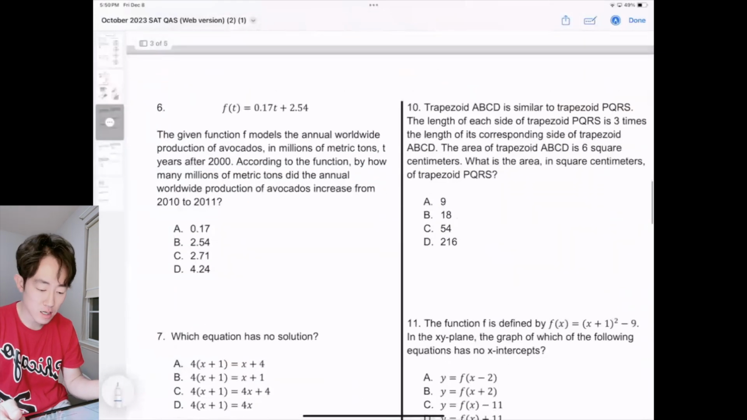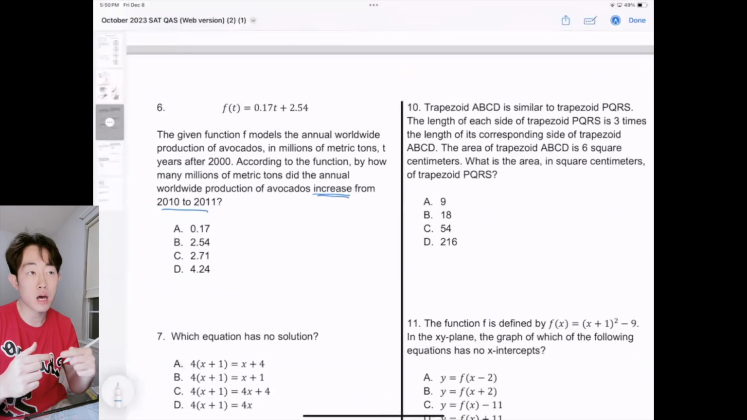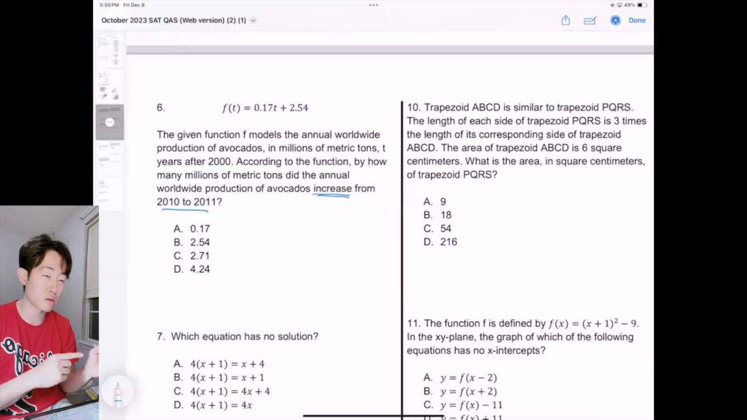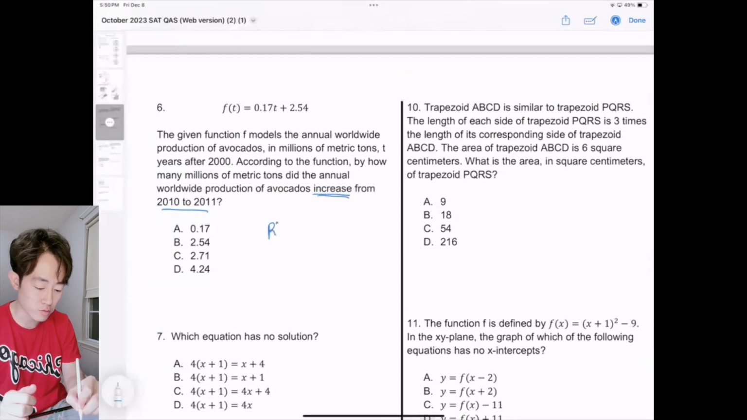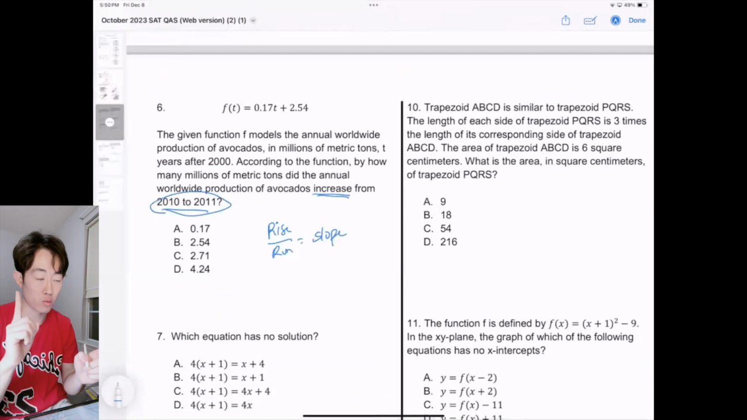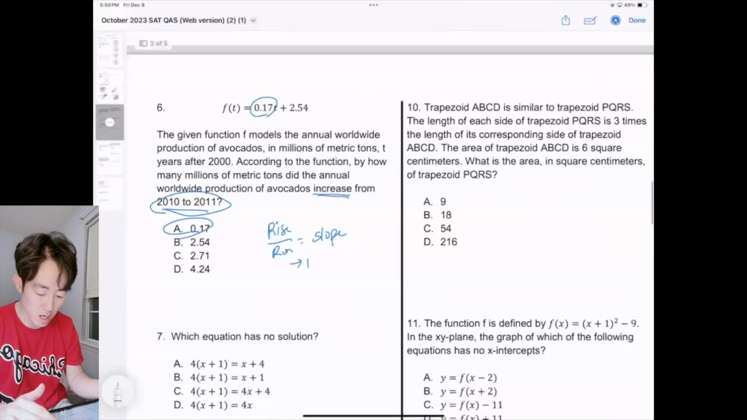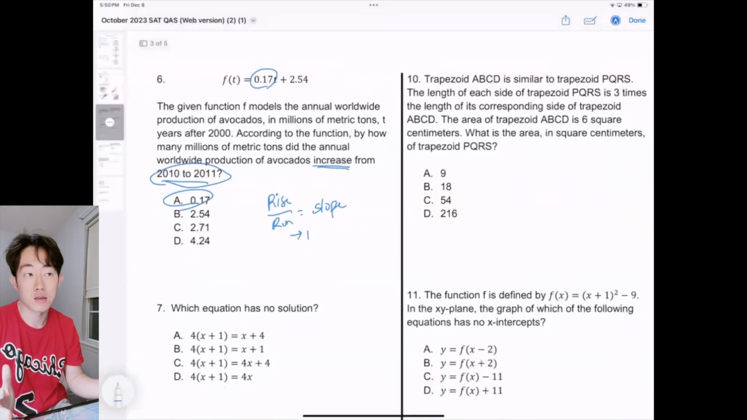Moving on, number 6. According to the function, by how many millions of metric tons did the annual worldwide production of avocados increase from 2010 to 2011? So we're talking about how much did it increase over the period of time. Sounds an awful lot like rise over run to me, which sounds like the slope. Because 2010 to 2011 means the year has passed by 1. So your run is just 1. How much did it increase in terms of rise? That's your slope, 0.17. And honestly, there's really not much to say about number 6 other than that.